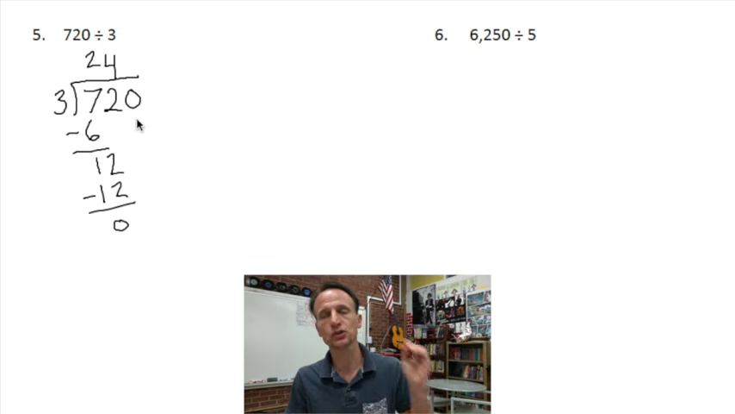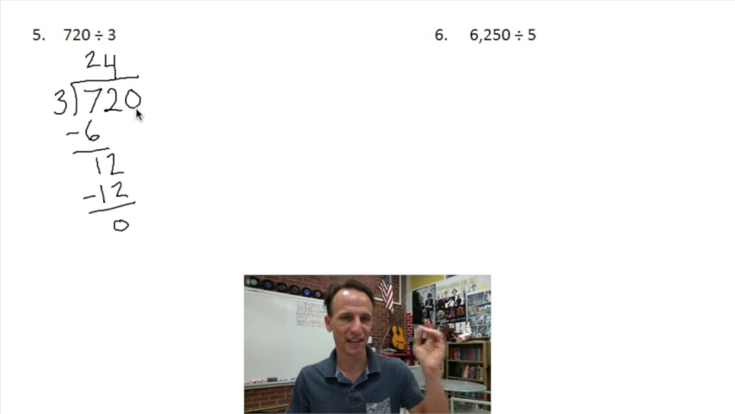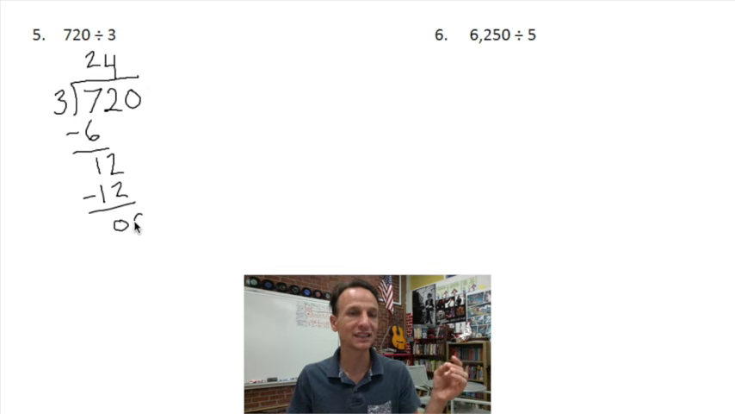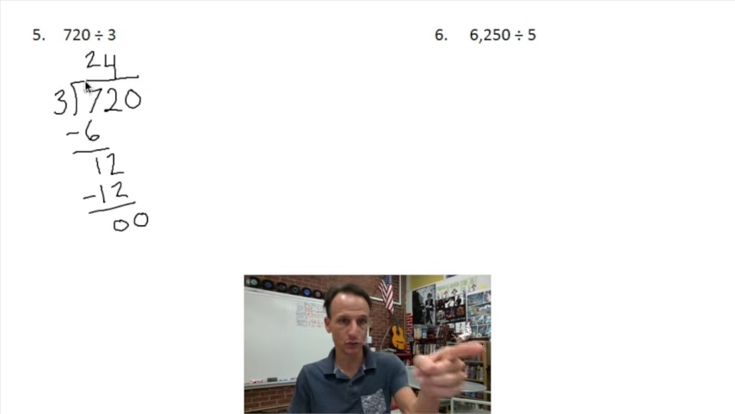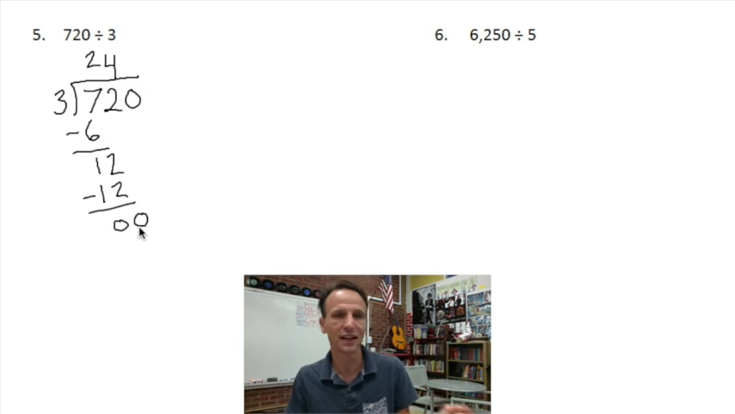Now, remember, we're going to treat 0 like we do any other number. It's a number. So we have 0 ones that we need to divide. If you have 24 as your answer, that makes no sense, if you think about it, right? Okay, so we have 0 ones we need to divide up.